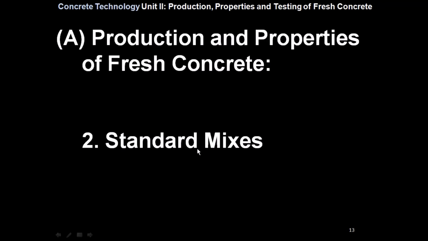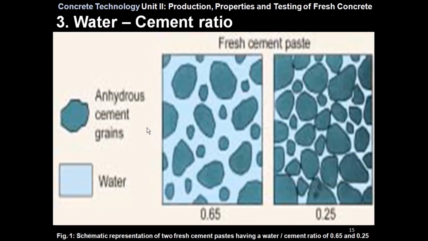Now we will see the water cement ratio. So here we can see the figure 1, schematic representation of two fresh cement pastes having a water cement ratio of 0.65 and of 0.25. So here we can see the dark color indicates anhydrous cement grains and light color indicates water. So this is the fresh cement paste. Here the faint color is water and dark color indicates anhydrous cement grains.